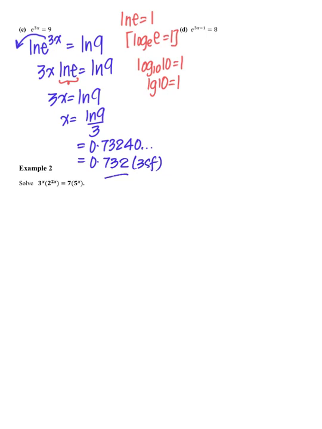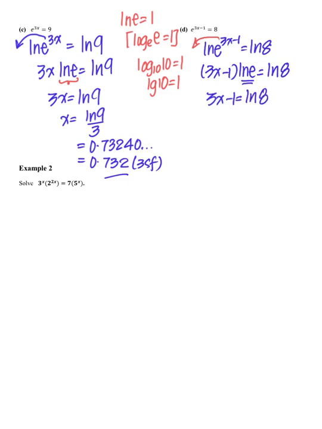3SF. Similarly here, you have e to the power 3x minus 1 equals to 8. So you take ln on both sides, so ln e to the power 3x minus 1 equals to ln 8. Then you apply your power law, you bring this to the front. So you will have 3x minus 1 ln e equals to ln 8. Since ln e is 1, it's 3x minus 1 equals to ln 8.